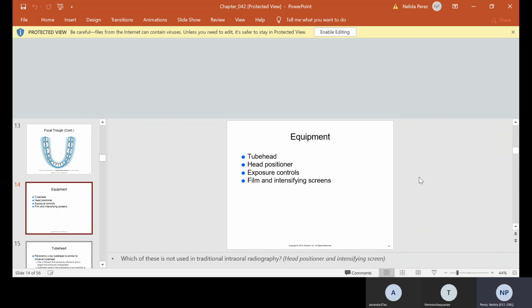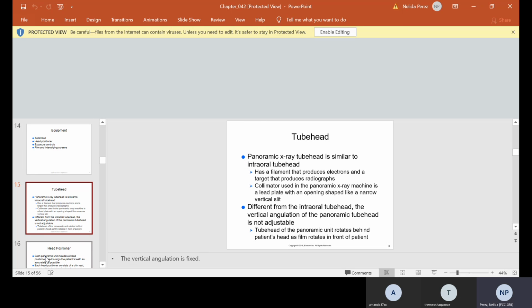Now, the equipment you need: the tube head, the head positioner, the exposure controls, and the film and intensifying screens. The panoramic X-ray tube head is similar to your intraoral tube head. So the tube head that you've been actually taking X-rays with is very similar to that. It has a filament that produces electrons and a target that produces radiographs.